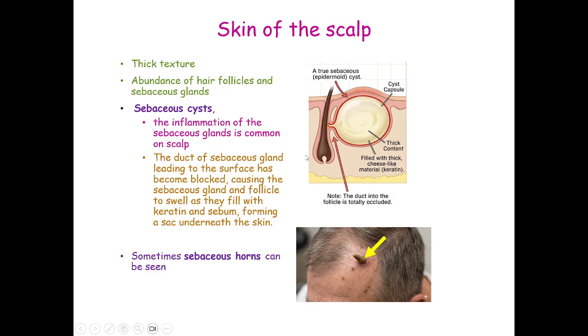So, in this picture, you can see the sebaceous cyst is shown here. The sebaceous gland, its duct will open into the hair follicle. So, sometimes this duct is occluded and the sebum gets collected within the gland and it swells out. This is called as sebaceous cyst. Sometimes it is too large that after some time, if it is not treated, it can give rise to something called as sebaceous horn. I had seen a patient with sebaceous horn when I was doing my internship.